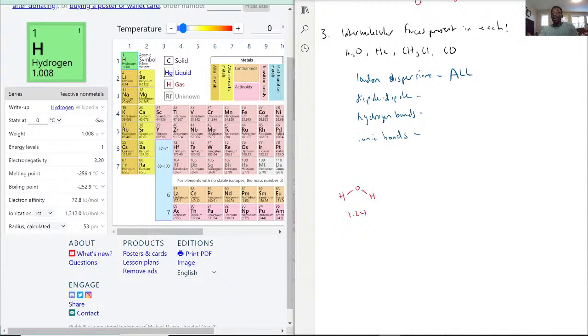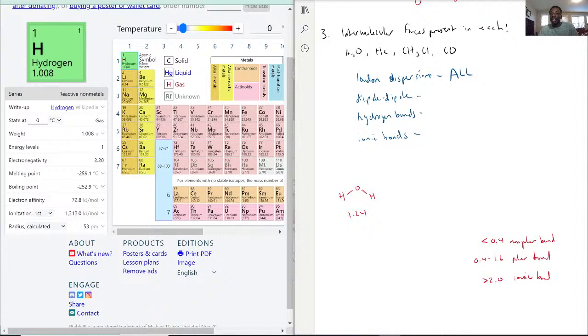And if you recall, at least from your notes, the dipole interactions have a range. Anything less than 0.4, that's going to be a nonpolar covalent bond. Anything between 0.4 to 1.6, that's a polar covalent bond. And anything greater than 2.0, that's going to be an ionic bond.